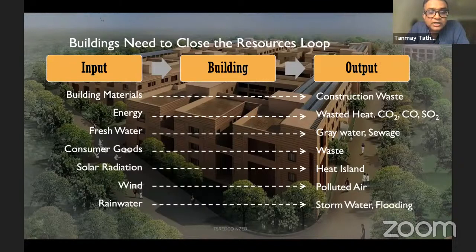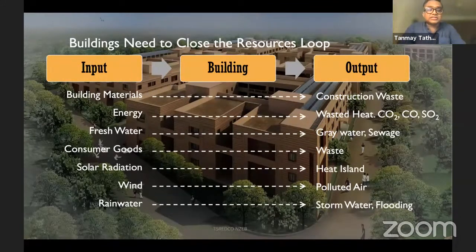So a net zero energy building or a sustainable building will try to close this loop as much as possible. So the building material does not produce construction waste which is sent to landfill, but it is reused for some purpose. Energy is generated in a way that it does not produce carbon dioxide. There is high efficiency so that there is very little or no waste heat generated. And whatever waste heat is generated can be used for some good purpose, maybe say heating water. Water can be used for, again, treatment, filtration, reuse, et cetera.